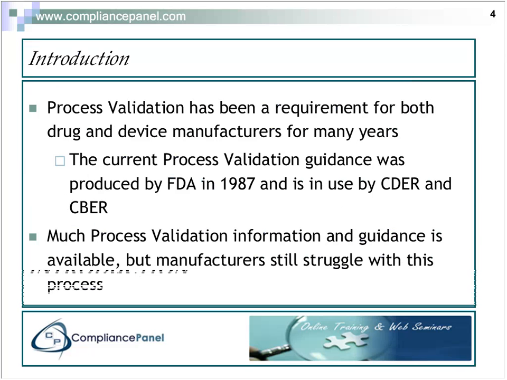Okay, process validation has been a requirement for both the drug and device manufacturers for many years. The current FDA's process validation guidance was actually produced in 1987. And it's still in use by CDER, or the Center for Device Evaluation and Research, and CBER, the Center for Biologics Evaluation and Research. Those two groups are still using the current document, although, as we'll see later, there is a draft of a new document which has been created, and hopefully someday soon they will move over to that newer draft.